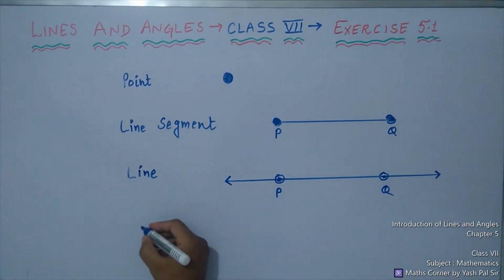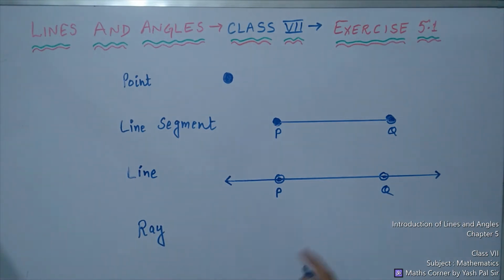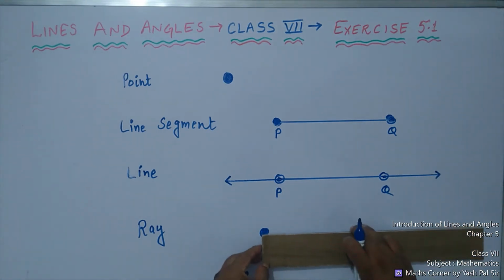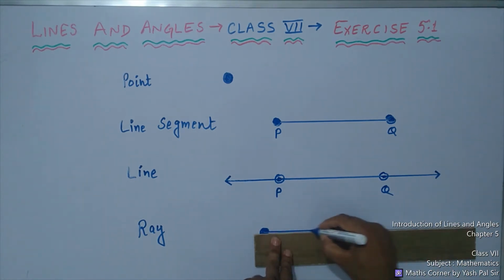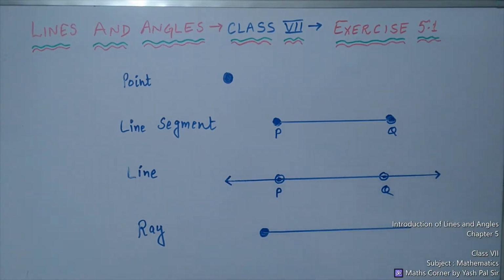Next part, we have ray. What is the meaning of ray? Now, in case of a ray, we have just 1 point, and from this point, we draw this line and put an arrow mark to one side only. Then this is called a ray.